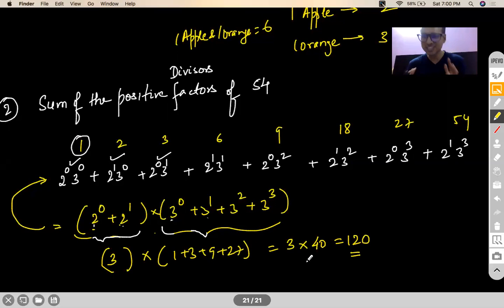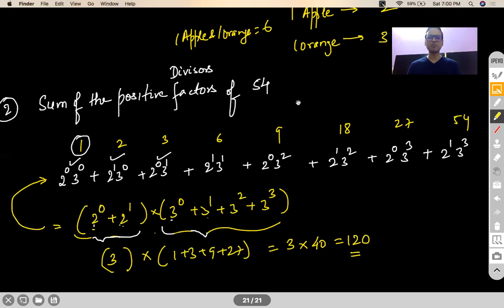Are you getting my point? So from here, we'll now talk about a generic formula for this. So let us go to the next page and try to devise what is the generic way to find out the total number of factors and the sum of all the factors.